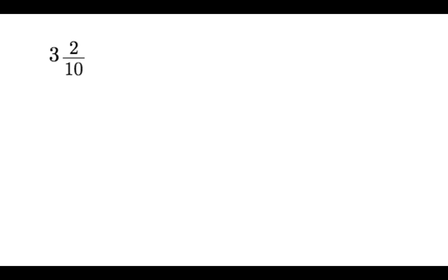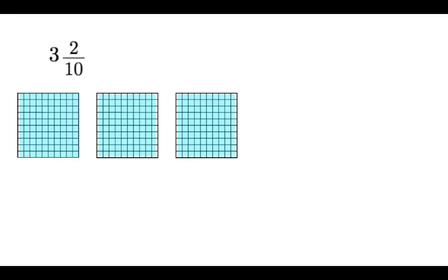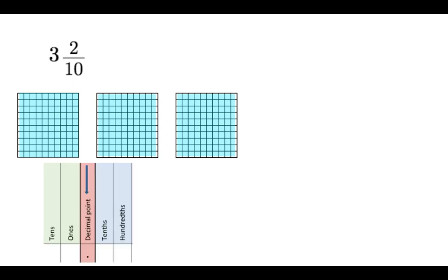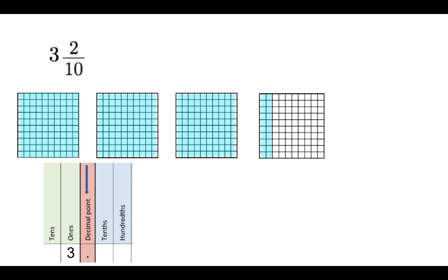Here we have the mixed number 3 and 2 tenths. Again, as a picture, we would have 3 wholes, they're completely shaded. And then we would write the 3 in the ones place. Then we look at our fraction, 2 tenths, which can be represented as this picture. We have how many tenths? Well, we have 2 tenths, so a 2 would go in the tenths place. We have no hundredths, so we put a 0 there. So to write this as a decimal would be 3.2.